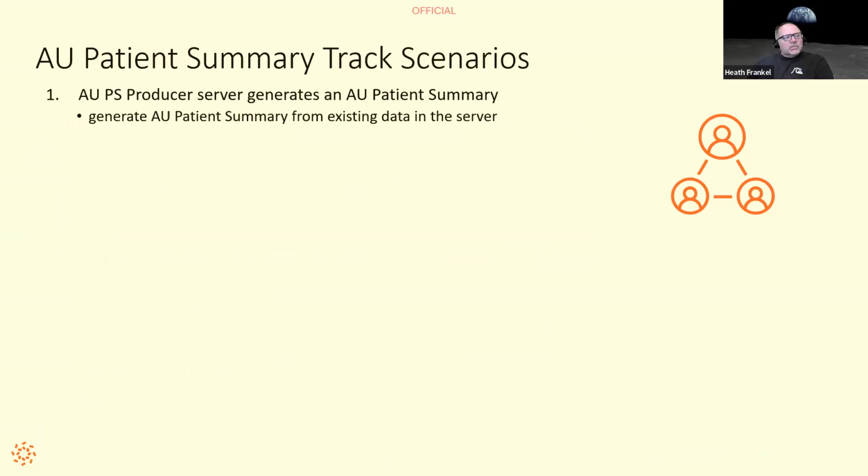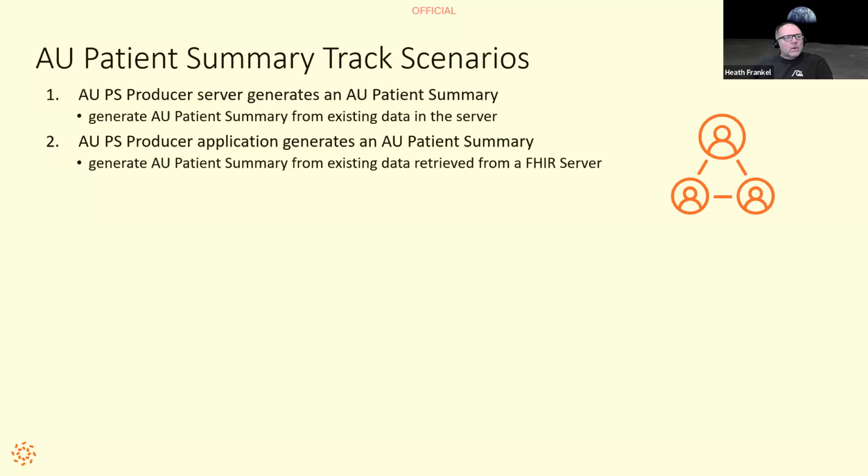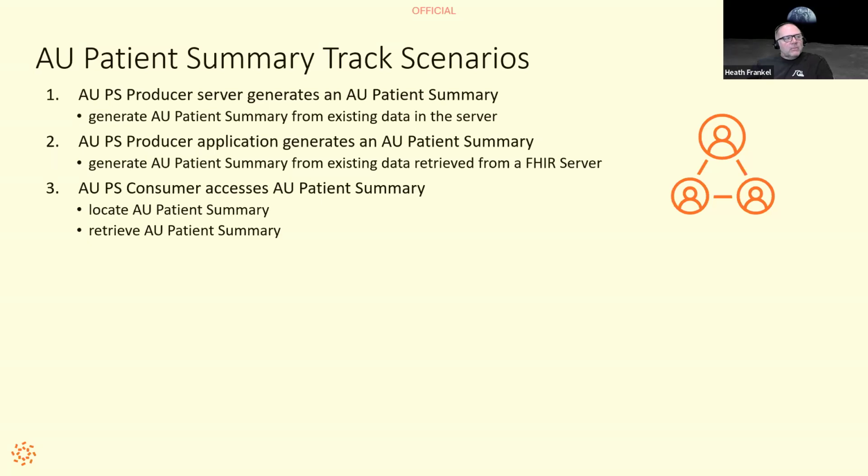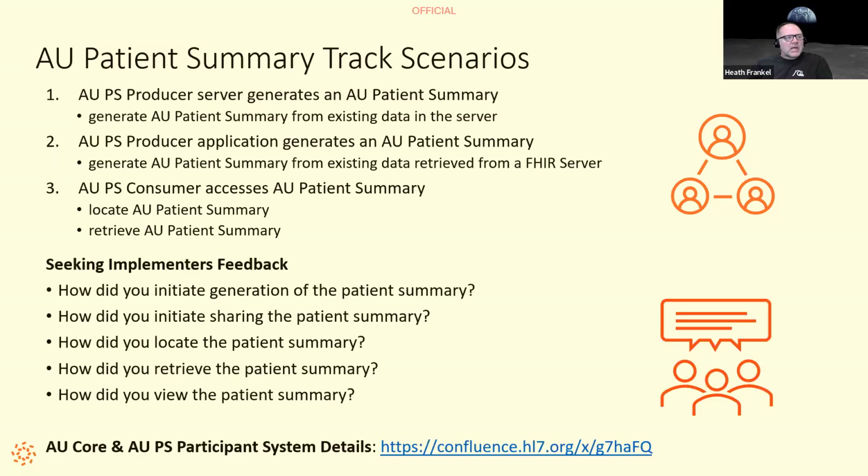So in the track page, we've got a couple of proposed scenarios that we want to run through for implementers. We are a little bit liberal on what we want to achieve, but more so that we're actually interested in what implementers or the industry want to test. So we've got 3 that we're proposing at the moment. One is a patient summary producer as a server generating a patient summary. Another is a patient summary producer as an application that generates an AU patient summary, and there's a suggestion that the application might be retrieving existing data from a FHIR server and then compiling it into a patient summary.